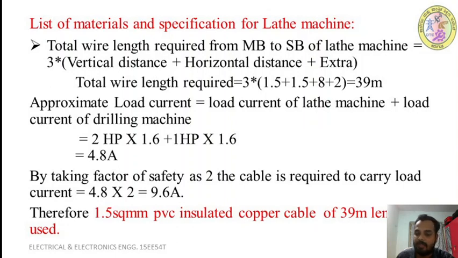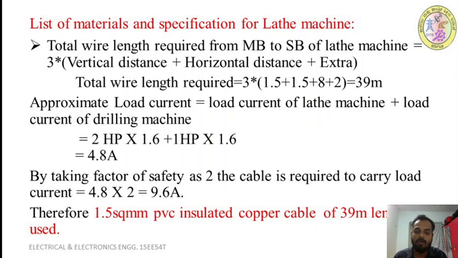Since the given machines are 3-phase, you know the simple way of calculating approximate load current. That is HP into 1.6. That is, lathe machine rating is 2 into 2 HP into 1.6 plus load current of drilling machine is 1 HP into 1.6. Total current you will get 4.8 ampere. By taking the factor of safety as 2, the cable required to carry the load current is 4.8 into 2, so that becomes 9.6 ampere.